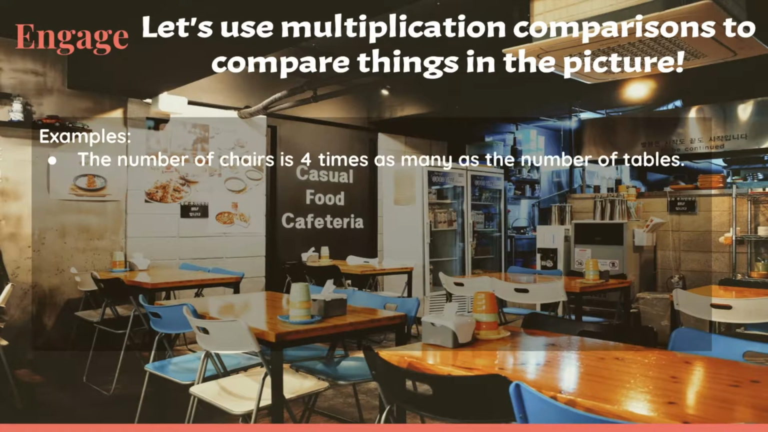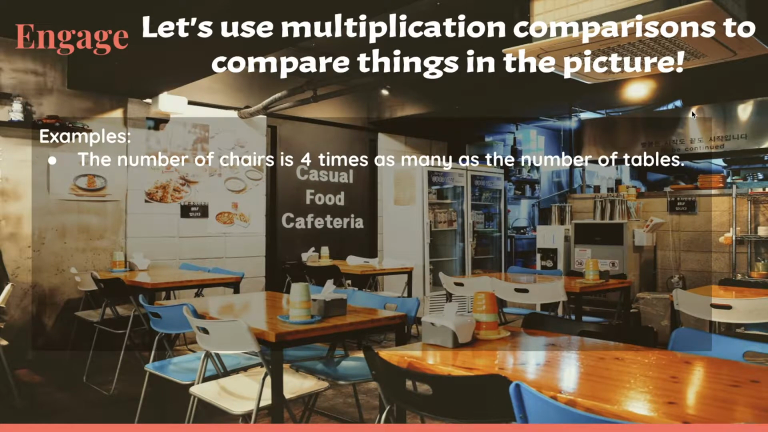The number of chairs is 4 times as many as the number of tables. So for every table, there are 4 chairs. Table, chair, chair, chair, chair. Table, chair, chair, chair, chair. So the number of chairs is 4 times as many as the number of tables. See anything else?